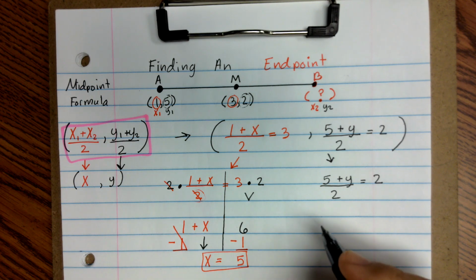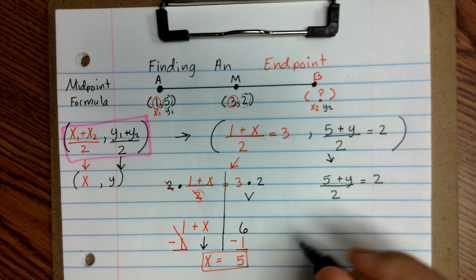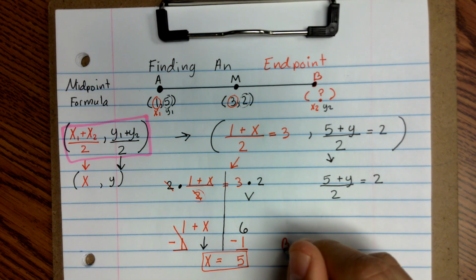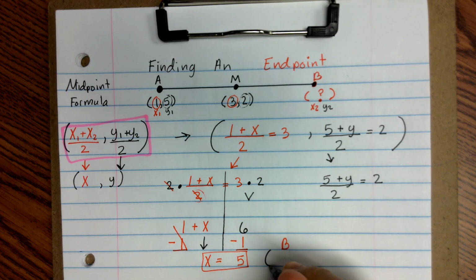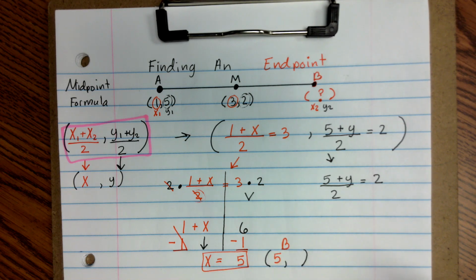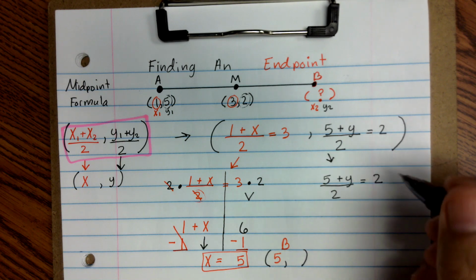So I'm going to write my ordered pair. So right now, when we're talking about the endpoint, we're going to call it point B. And I'll write a B right here. That ordered pair is going to have 5 for my x value. So that first number is going to be 5. And now we just got to find out what is our y value. So I'm going to go over here and I'm going to solve this one now.